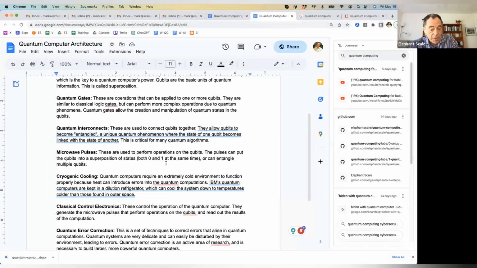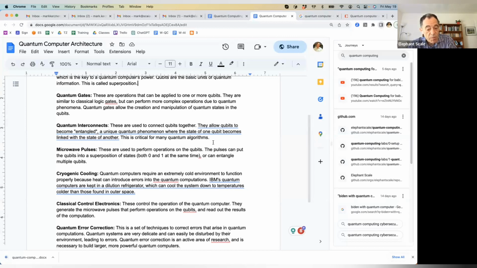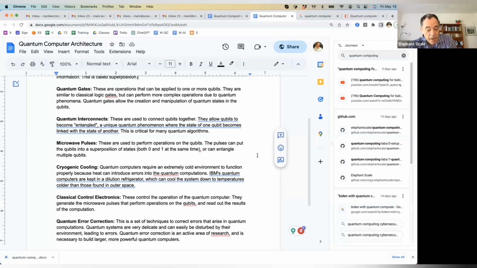Okay. Next, microwave pulses. What do they have to do there? They are used to perform operations on the qubits. The pulses can put qubits in superposition or can entangle multiple qubits. In other words, that is similar to gates, operations on the qubits, but operations between multiple qubits.